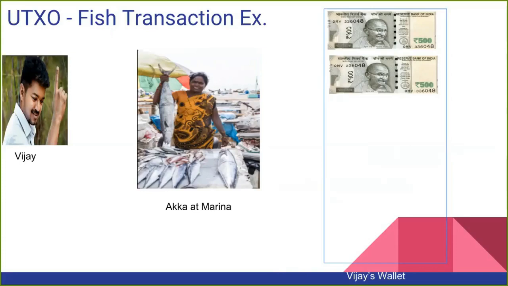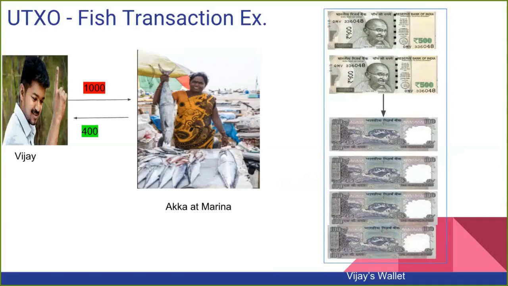So how will this transaction happen? Simple, right? He will give 1,000 rupees to Akka, and Akka will return 400 bucks. So once this transaction has happened, these two bills will not be there in his wallet. Instead of that, the wallet would look like this. I think this is very simple to understand, right? We do it every day.